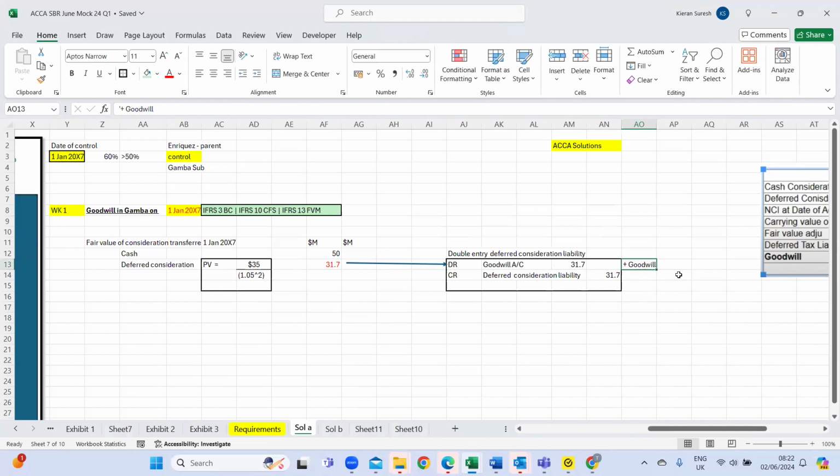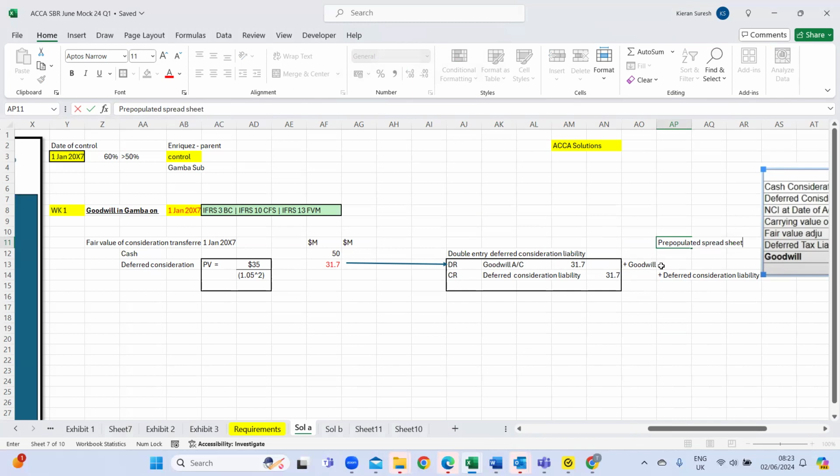And here, a liability would be increased. In the pre-populated spreadsheets, you would have a column for the deferred consideration liability, and then you have an increase. This is the pre-populated spreadsheet, right? So this is what you would do in the pre-populated spreadsheets at a later point, right?